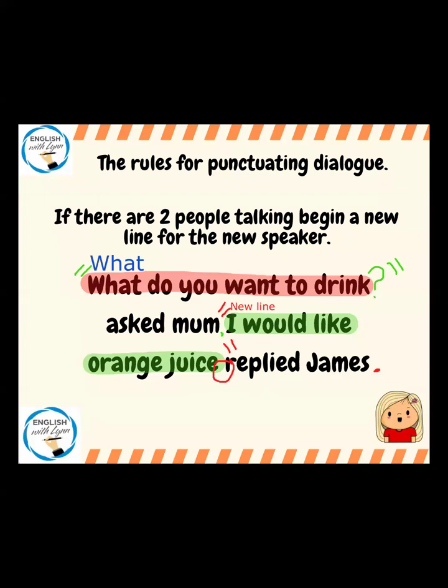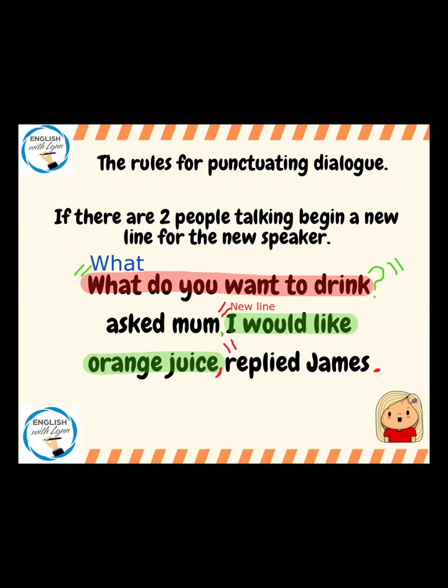Now, what I'm going to put there is a comma, because it's not at the end of the sentence, because I've got replied James that finishes my sentence. So I'm going to put a comma there because James isn't asking a question and it's not an exclamation. Okay, so that is the rule for if there are two people speaking: new speaker, new line.